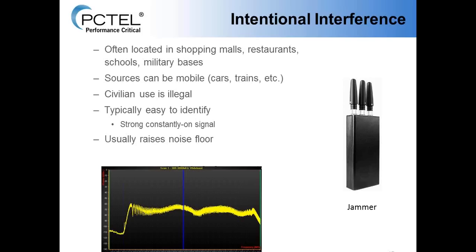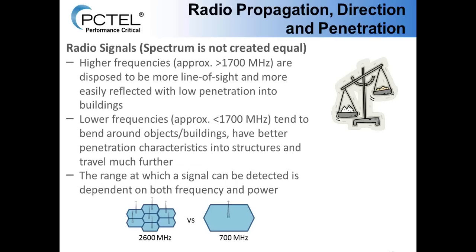Now if you have lower frequencies, again under the 1500, 1700, 1900 megahertz, they tend to bend around objects a lot more easily. They have much better penetration characteristics into structures, and they travel a lot further. So they're much more useful typically for coverage as opposed to capacity.